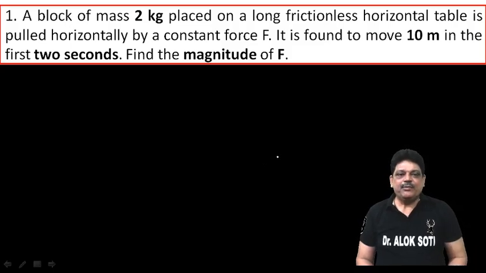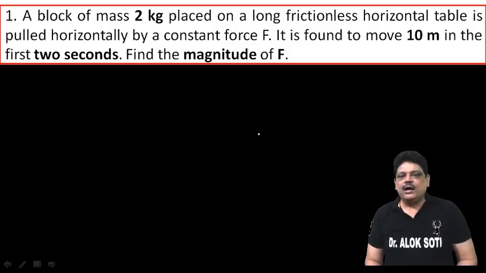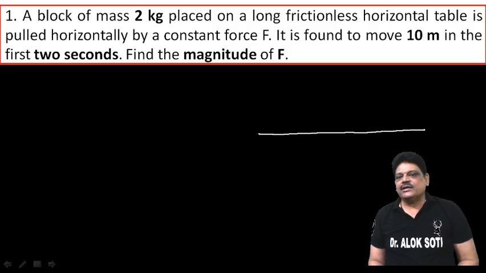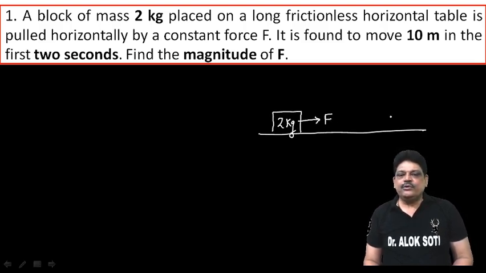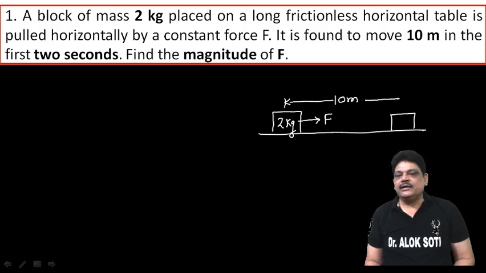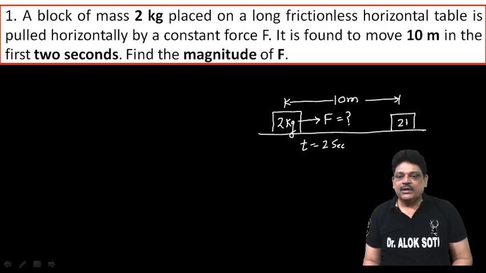Gentlemen, this is a very simple problem. In this problem, you are given a frictionless horizontal table on which you put a mass of 2 kg and you applied a force F. Due to this force, your block moves up to 10 meters in the time interval of 2 seconds. Definitely this is the unknown quantity, force, which you have to find out.